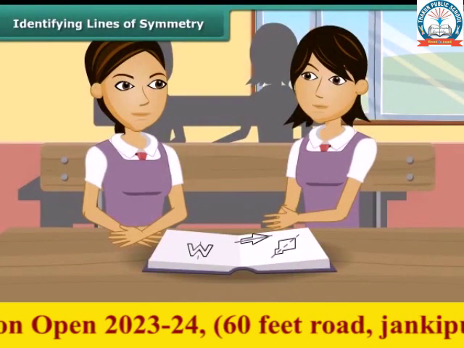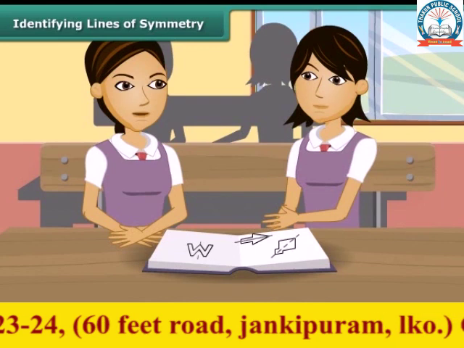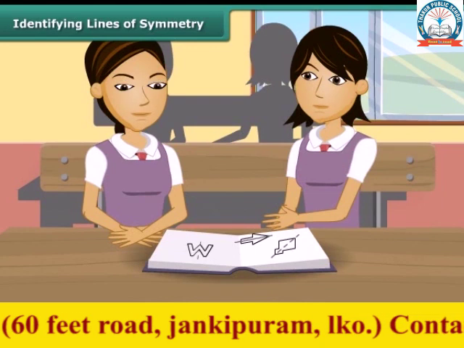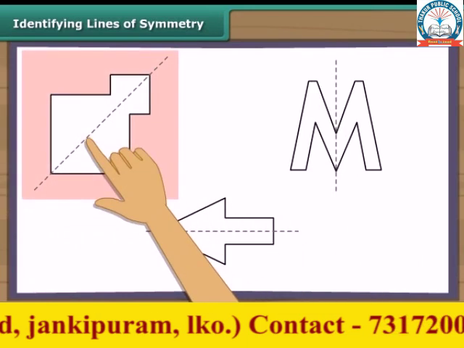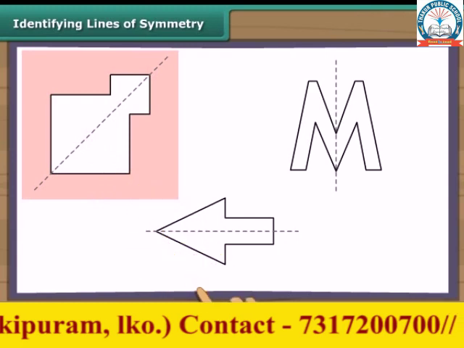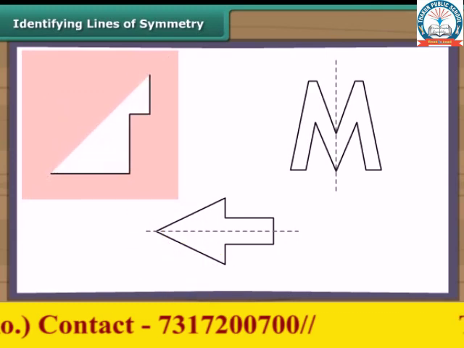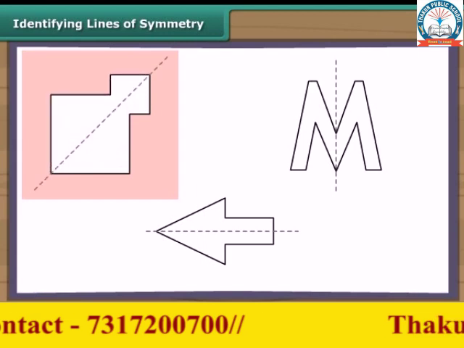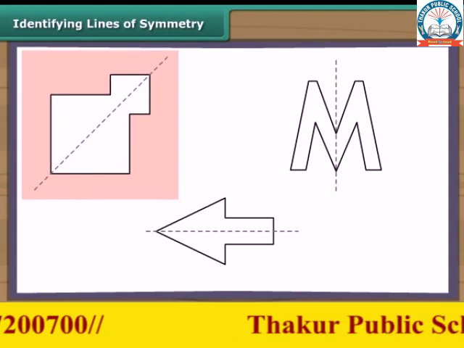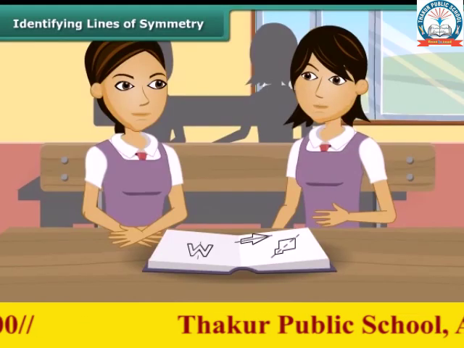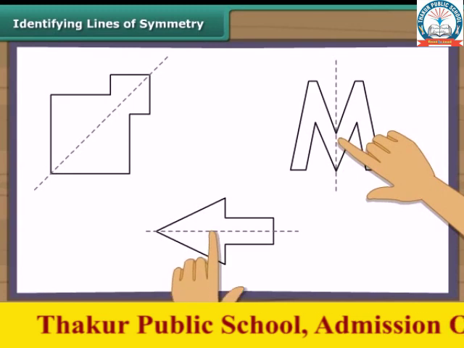Priya, can you now identify the line of symmetry in these designs? I will try. In this figure, this is the line of symmetry or axis of symmetry. How? When we fold this design this way, the two parts so formed will coincide. So this is the line of symmetry. Good, you have learnt now. And in these figures, these are the lines of symmetry.